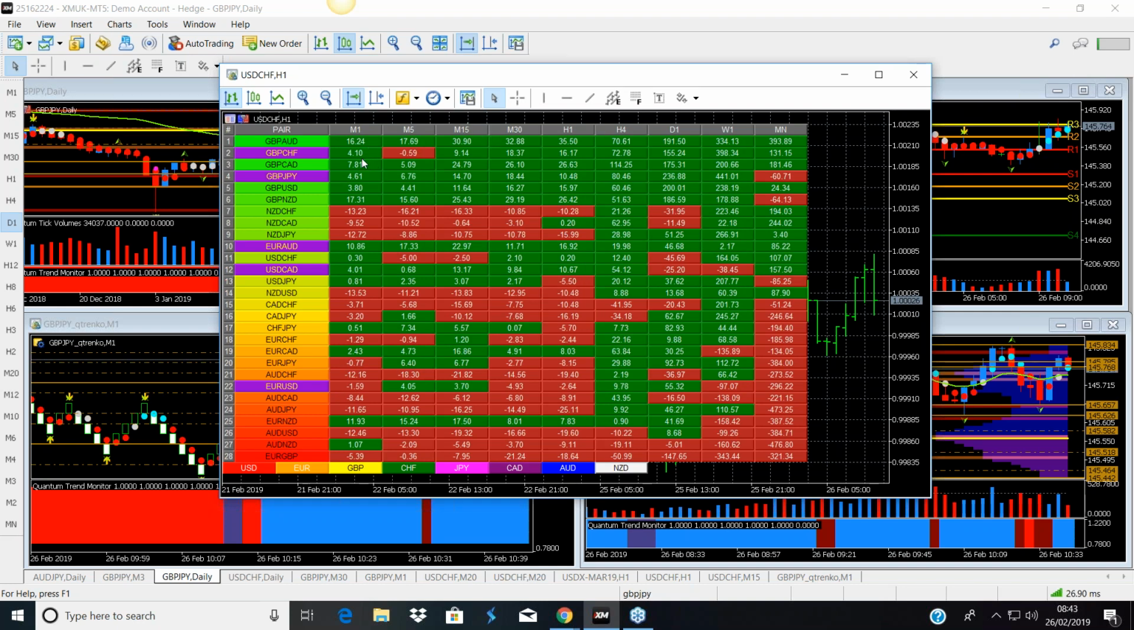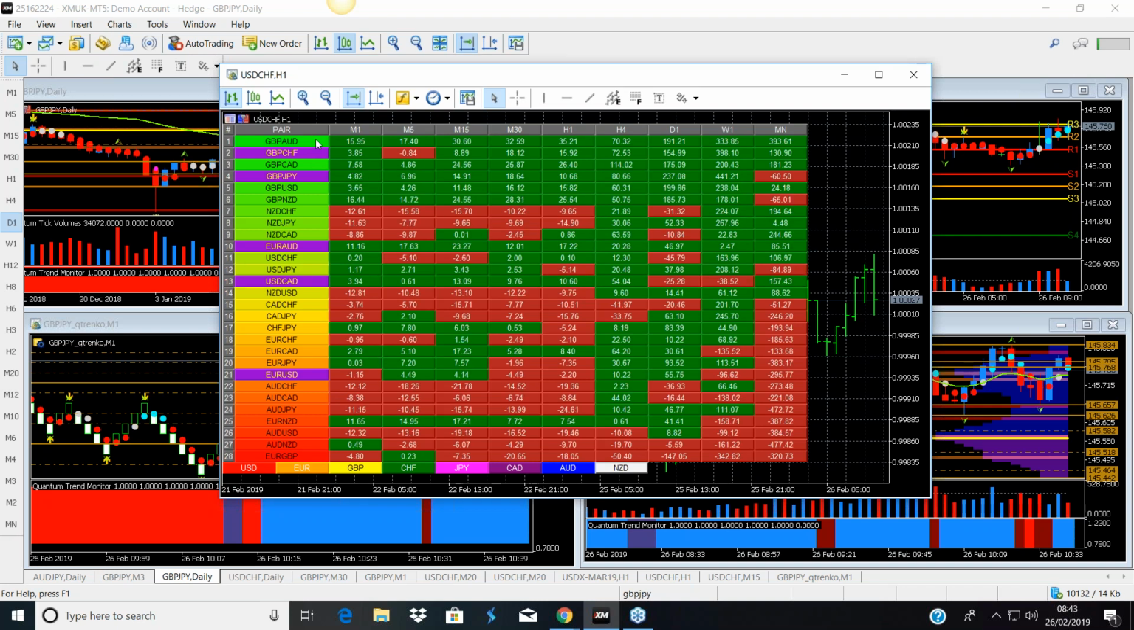But the reason I wanted to highlight it is, there's a number of reasons. First of all, it gives you an instant picture of what the pairs are doing. What is being, as I said, bought heavily or sold heavily? Is it consistent across one particular currency, or sometimes you'll see them all completely mixed up and there's no clear direction for a particular currency? But it's clear on this one that the pound is being heavily bought.